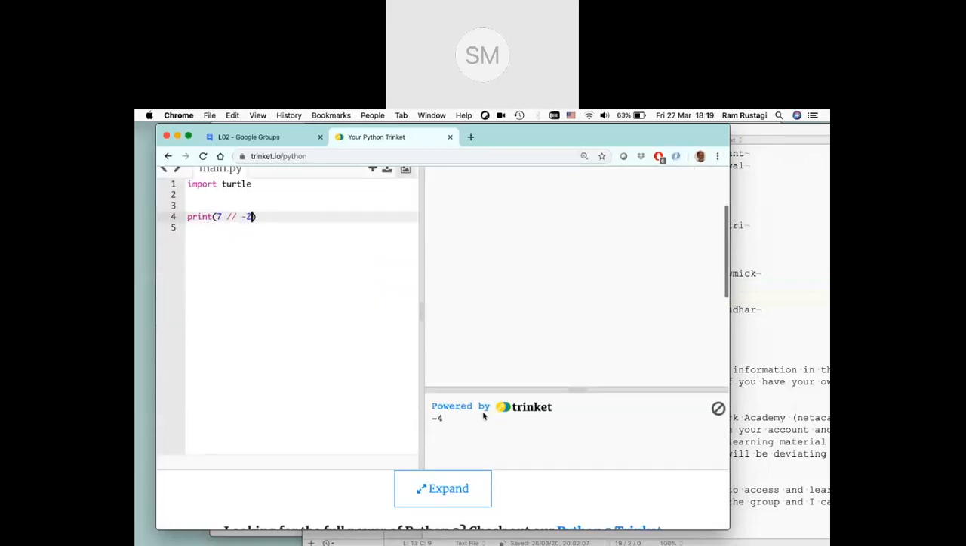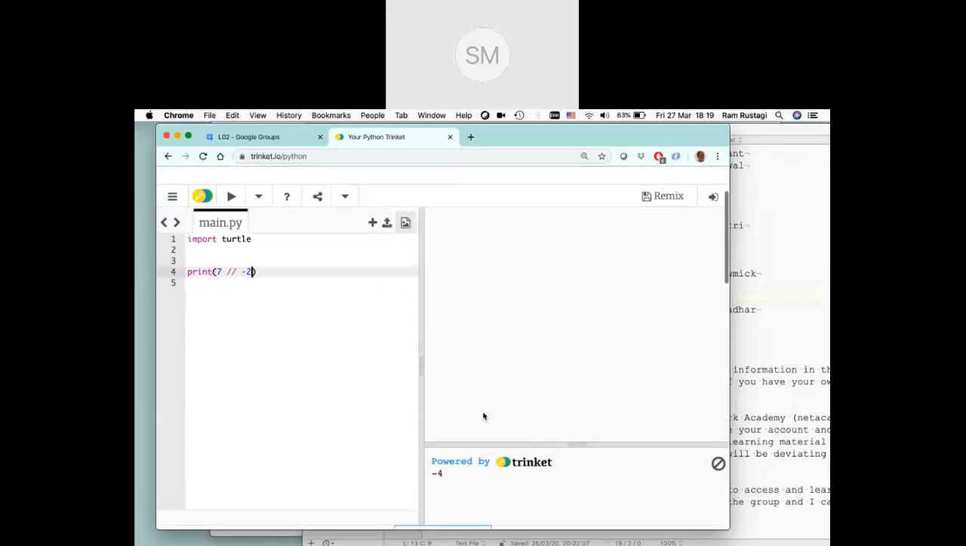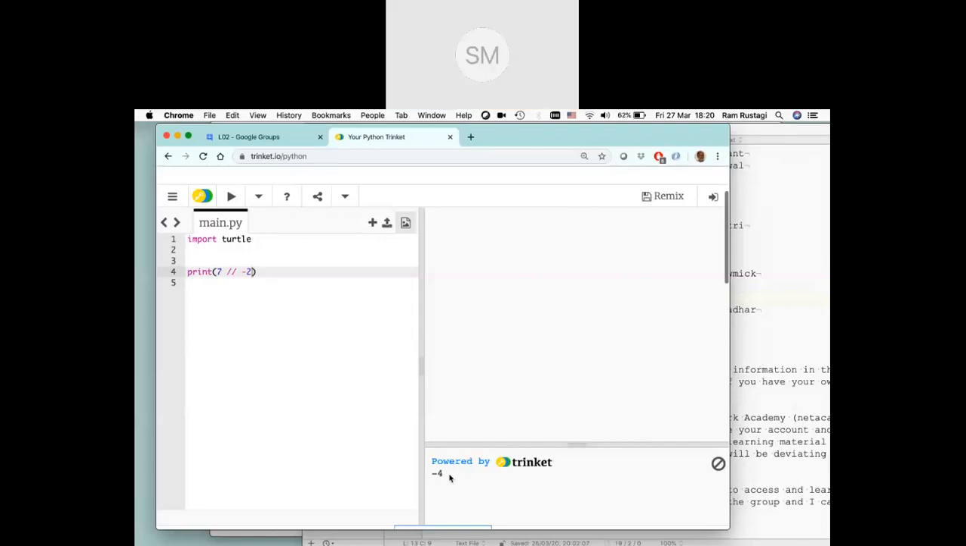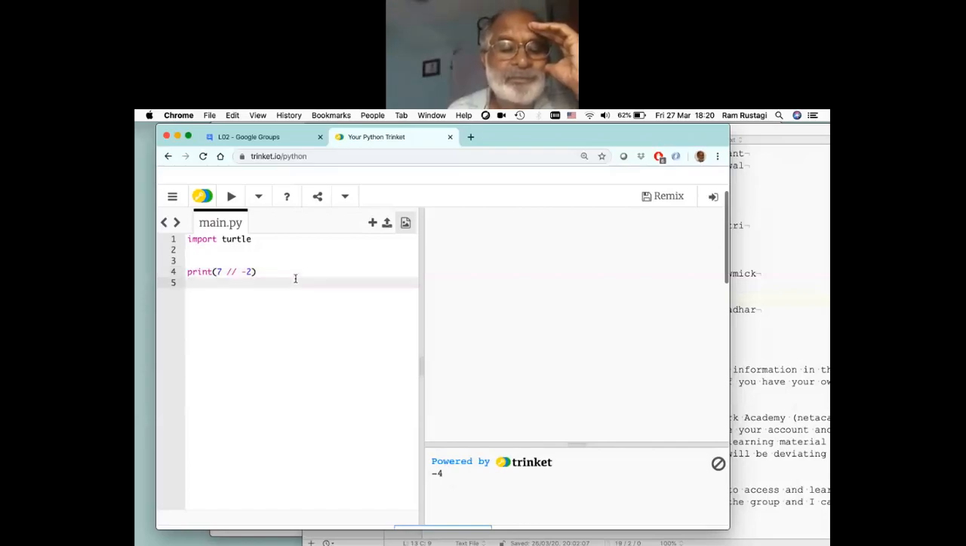You see what answer you are getting? Sir, it's given. You see -4? Yes, sir. It rounds off to the nearest number towards the left side on a number line. Left side, yes. So it's -4.